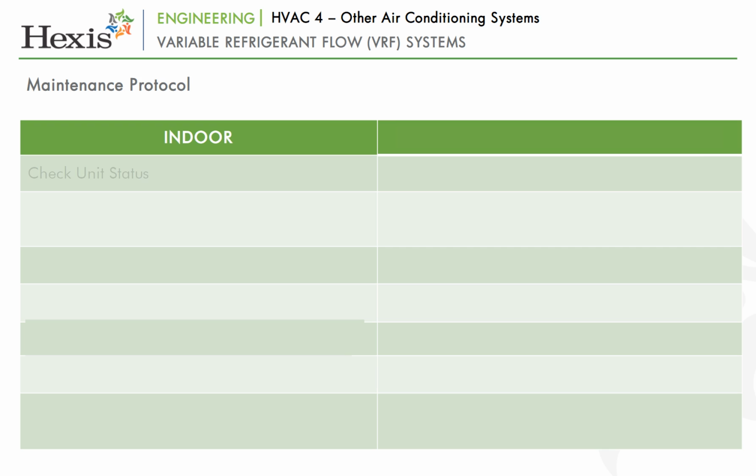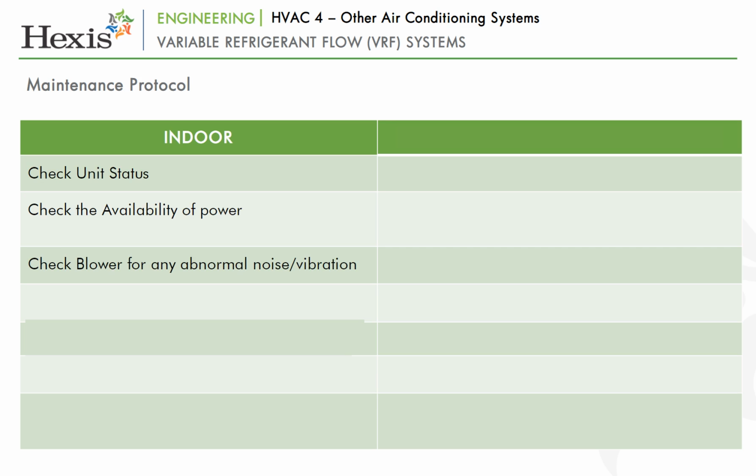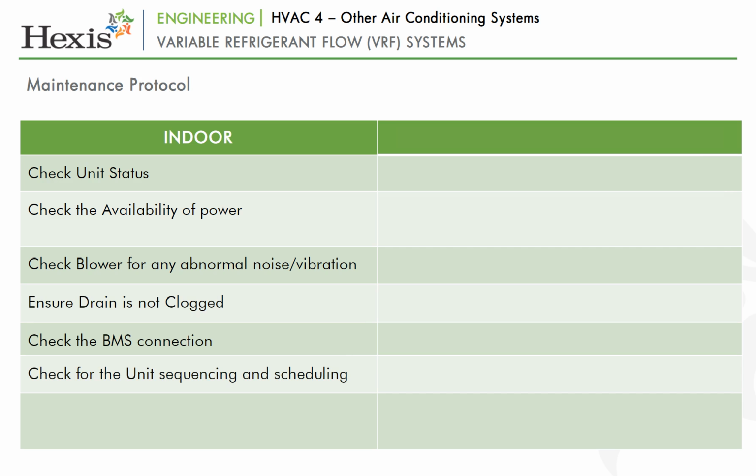Indoor. Check unit status. Check the availability of power. Check blower for any abnormal noise or vibration. Ensure drain is not clogged. Check the BMS connection. Check for the unit sequencing and scheduling. Check the filters are clean. Check for any water leakage from the unit.